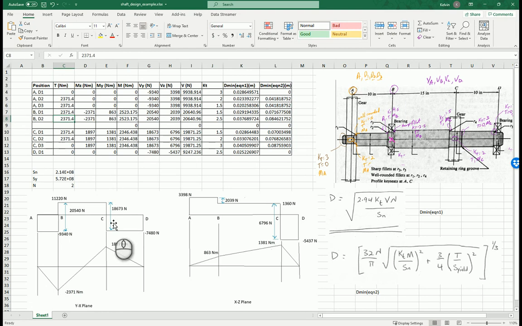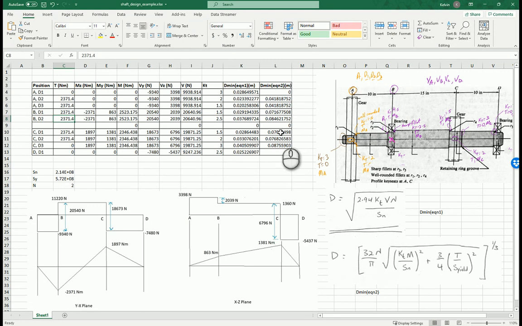So we look at the bending moment at that point, 1897, and in the y direction it's 1381. Right, and then we also have our shear force. Our KT value for D3 is 3 because it's a retaining ring groove. So even though we don't have any torque flowing through, you could see because of the high stress concentration factor, our largest minimum diameter is 87.6 millimeters.